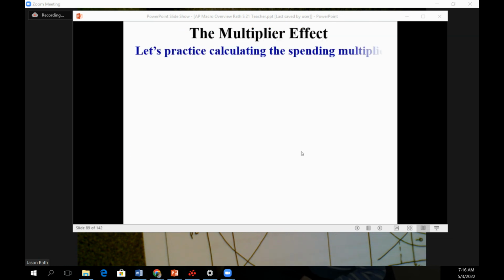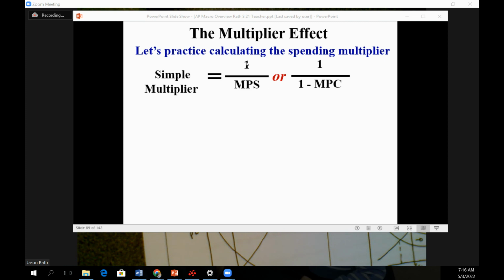Okay, so let's practice calculating. Remember, it's 1 divided by marginal propensity to save, or 1 divided by 1 minus marginal propensity to consume. This is the one that I'd recommend. That's probably the easiest one, if you remember. So if marginal propensity to consume is 0.9, what is the multiplier? How would you solve that? 1 over 0.1.